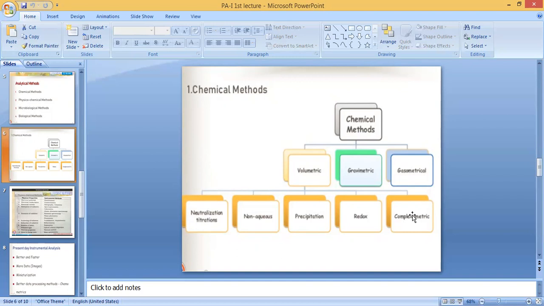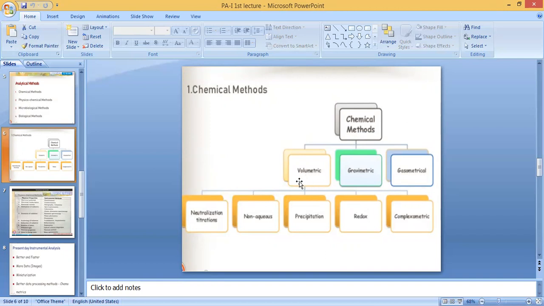Here in complexometric titration, we are going to treat the drug substance containing metal ions with an appropriate complexing agent, and formation of complex between metal ion and standard complexing agent takes place. The standard solution majorly used in complexometric titration is disodium EDTA. So this is the classification of chemical method of analysis, that is volumetric, gravimetric, gasometric, depending upon the nature of analyte, whether it is acidic, whether it is weakly acidic, whether it contains halide, whether it undergoes oxidation reduction, or whether it contains the metal ion in it.